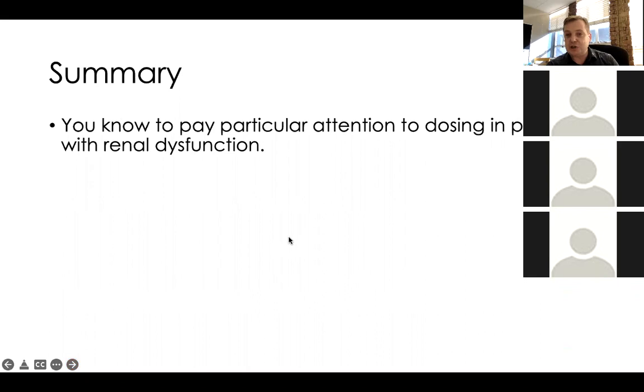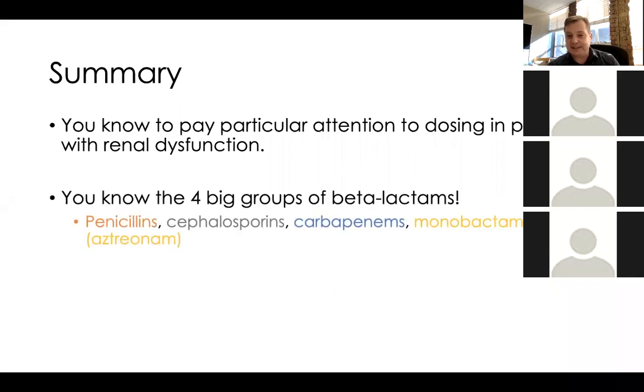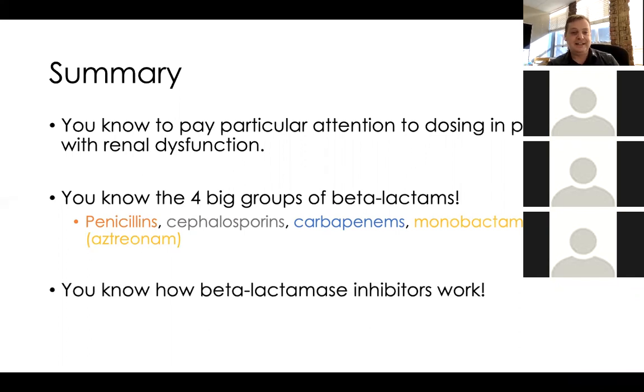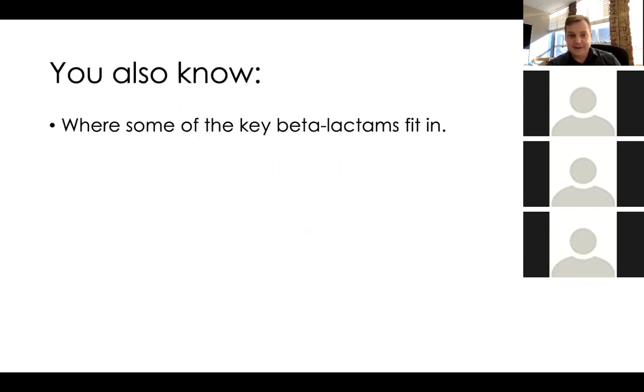Particularly, you need to pay attention to dosing in people with renal dysfunction, because most of them are excreted predominantly by the kidney. If you have renal failure and you're not excreting them, they build up pretty quickly. You know that the big 4 groups are penicillins, cephalosporins, carbapenems, and this odd group called monobactams, which only has one member that we clinically use, called aztreonam. And you now know not to forget aztreonam, because I have a soft spot for the drug. You know how beta-lactamase inhibitors work: they prevent the bacterial enzymes from hydrolyzing the beta-lactams.